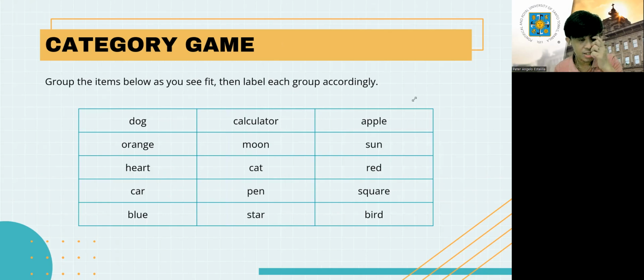While doing your activity, I'll give an example para mas ma-visualize niyo siya. For example, one group or one category na naisip ko is animal, kasi nakita ko na yung item. So pwedeng i-group ko si dog, si cat, and then si bird. So meron akong one group with 3 items. So ganun lang gagawin niyo. Kahit ilan naman, okay lang yun. Just to get engaged and to introduce our topic for today. Alright? Sige, 2 to 3 minutes.